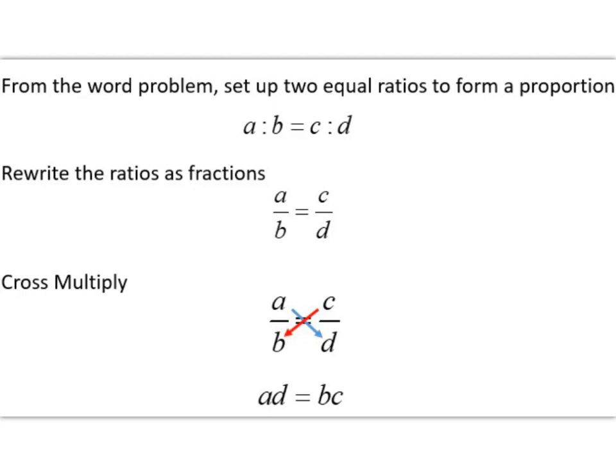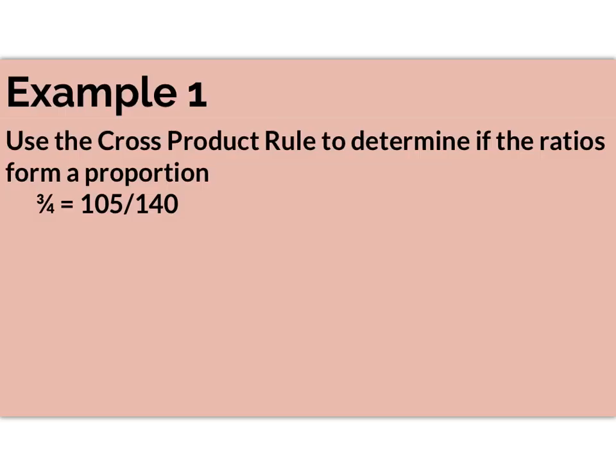And here's some different ways of writing ratios. Here's cross multiplying down at the bottom. Okay, so now let's use the cross product rule to determine if the ratios form a proportion. So let's write these as fractions. 105 over 140. And we'll pick this up on the next page. 3/4 equal to 105 over 140.